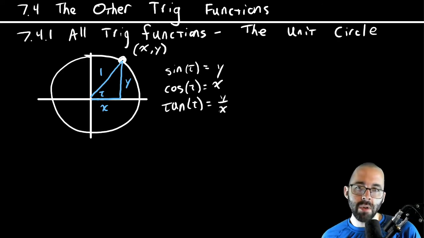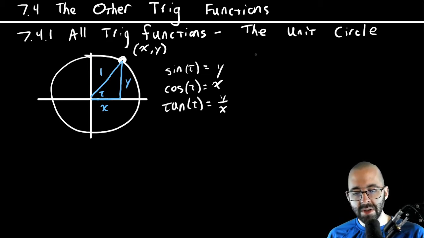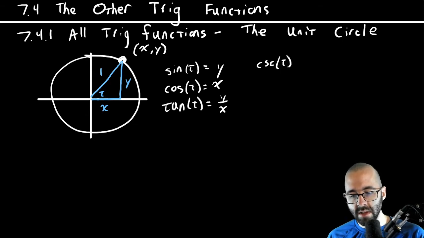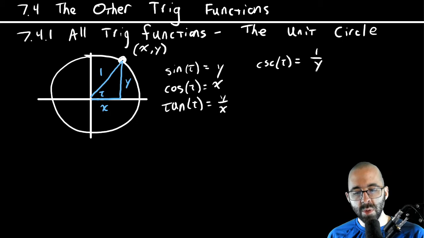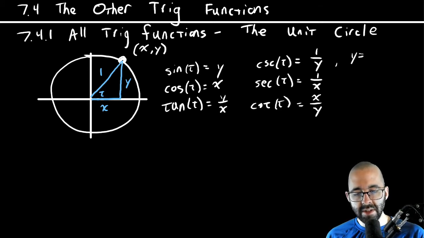Well, there are 3 more functions. The reciprocal functions. Don't forget about the reciprocal functions. The reciprocal of sine is cosecant. Reciprocal means it's going to be 1 over y. Reciprocal of cosine is secant. Reciprocal of x is 1 over x. And reciprocal of tangent is cotangent. Reciprocal is going to be x over y. And again, if we really want to be great math people, this is for all values except when y is 0. This is all values except for when x is 0. And this is also all values except when y equals 0.